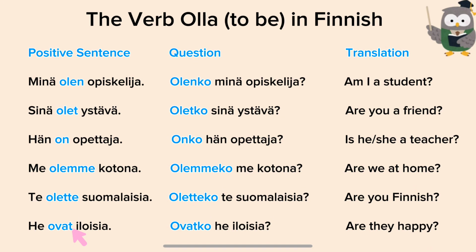Finally, we have he ovat iloisia. They are happy. For a question, add ovatko before he. It becomes ovatko he iloisia? Are they happy?